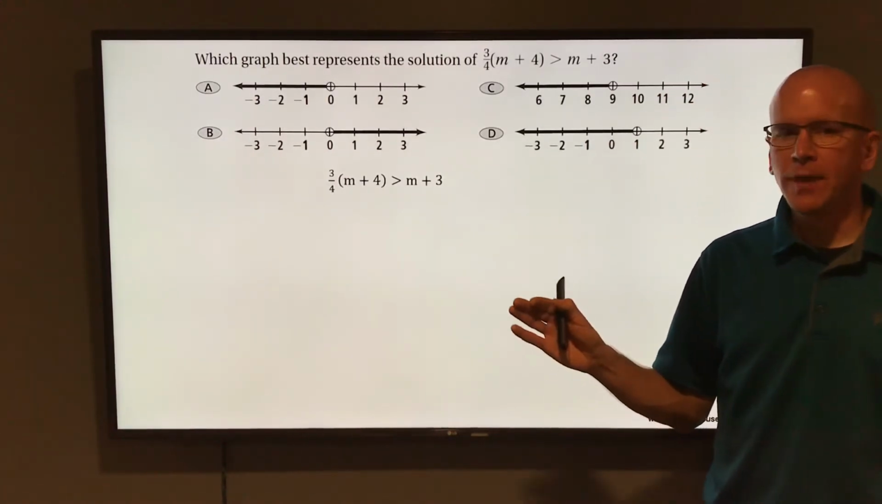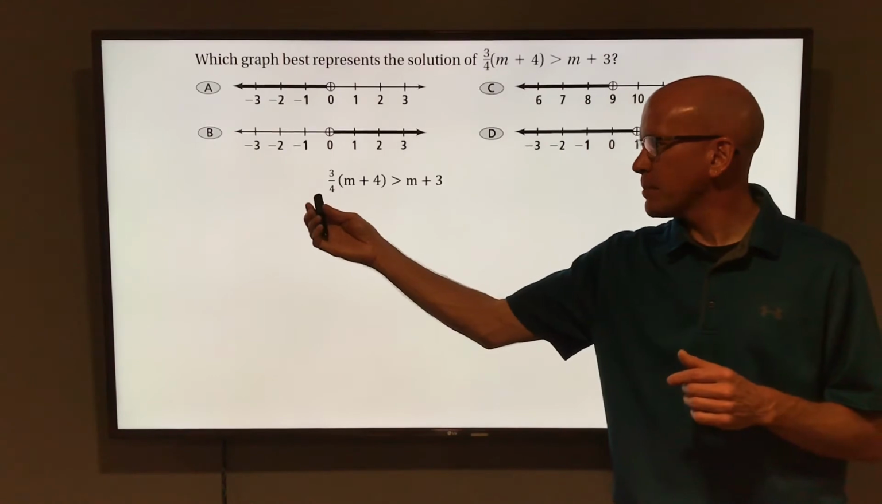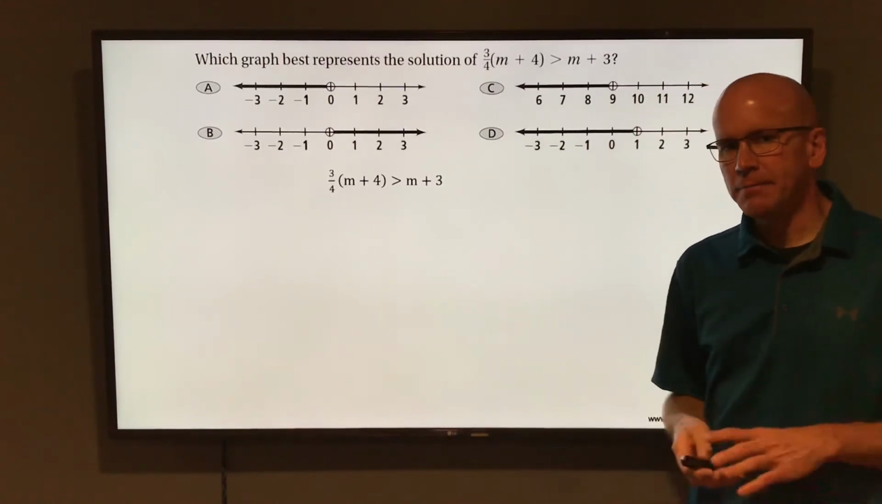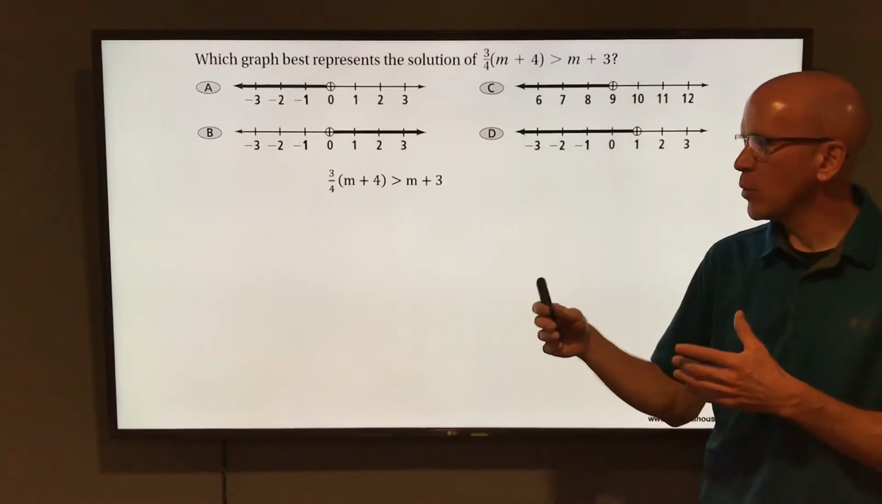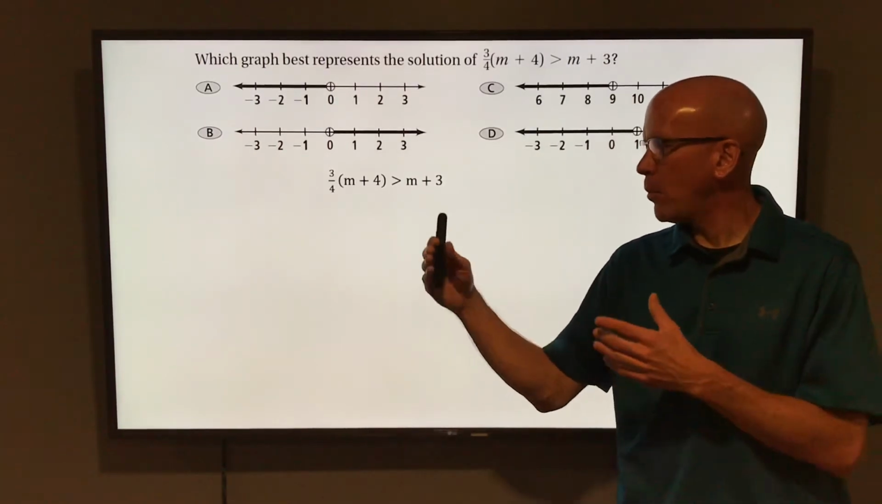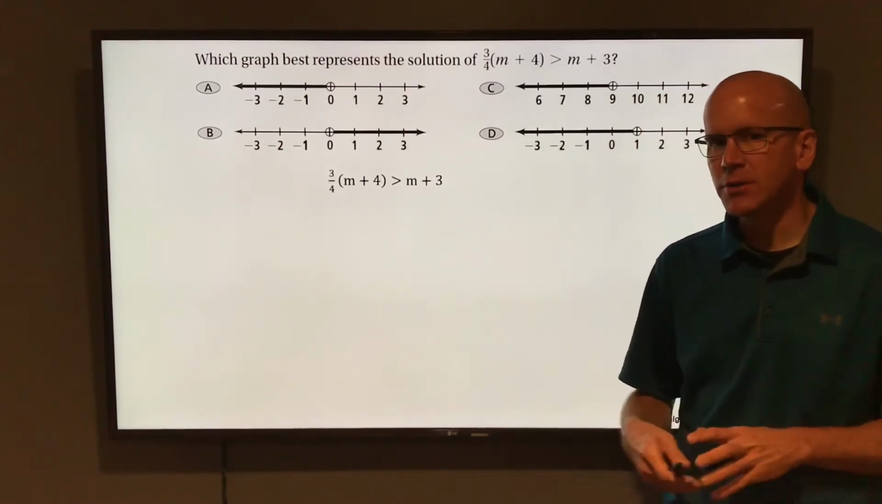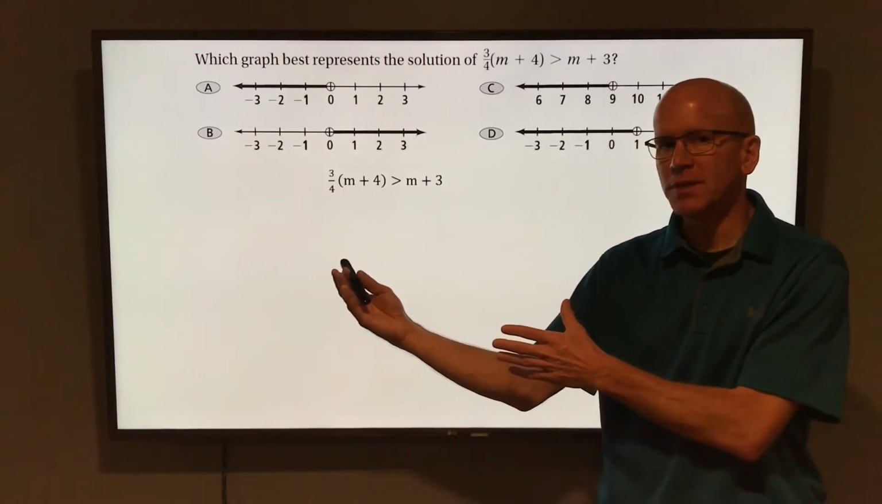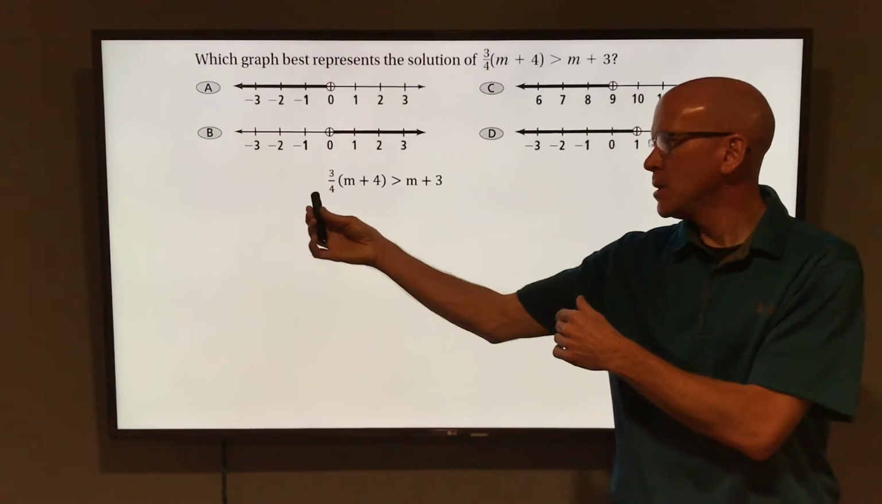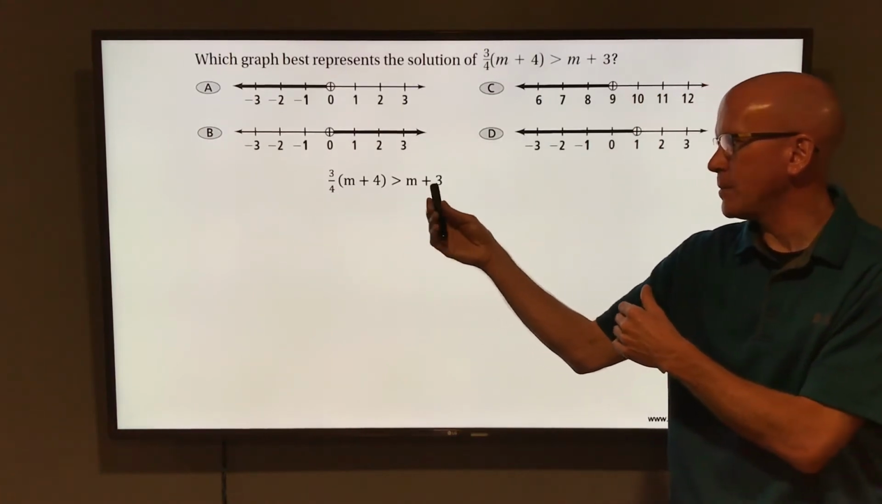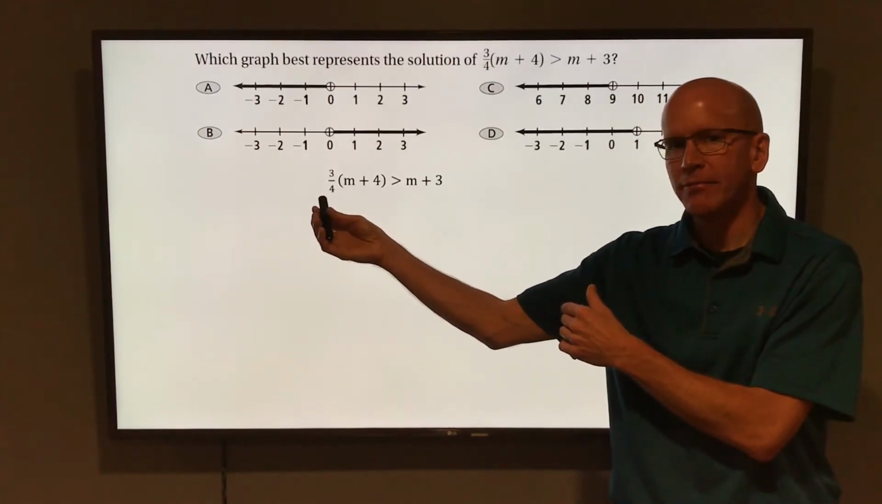Wipe the tears away. It's not going to be that bad. Some people want to get rid of the fractions immediately. Whether you're solving an equation or an inequality involving fractions, if you want to get rid of the fractions, multiply the entire equation or inequality in this case by the least common denominator. It's not what I'm going to do here, but it is an option. You can multiply the entire inequality by the least common denominator, which would be 4.